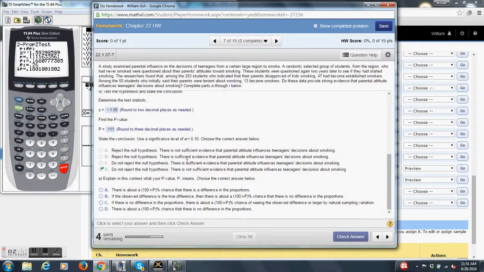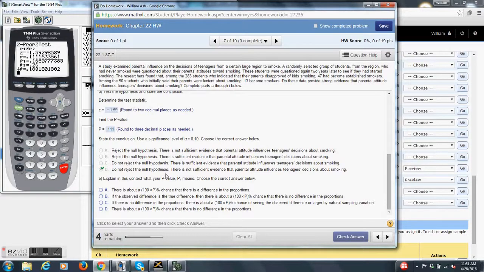Maybe I should mention this. This one right here where you do not reject and there is sufficient evidence, and this reject and there is not sufficient evidence are never going to go together. So A and C are eliminated before you even have done anything. You already know that these can't be right, they're mixed up.